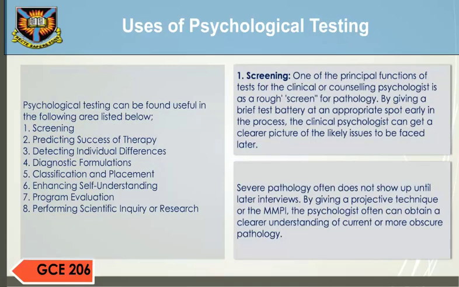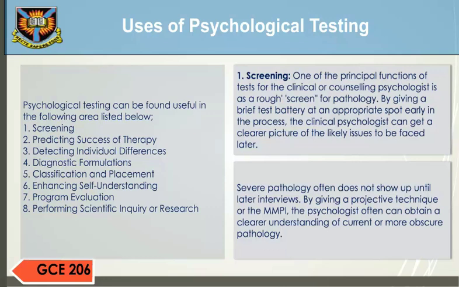Uses of psychological testing. Psychological testing can be found useful in the following areas listed below. 1. Screening. 2. Predicting success of therapy. 3. Detecting individual differences. 4. Diagnostic formulations. 5. Classification and placement. 6. Enhancing self-understanding. 7. Program evaluation. 8. Performing scientific inquiry or research.